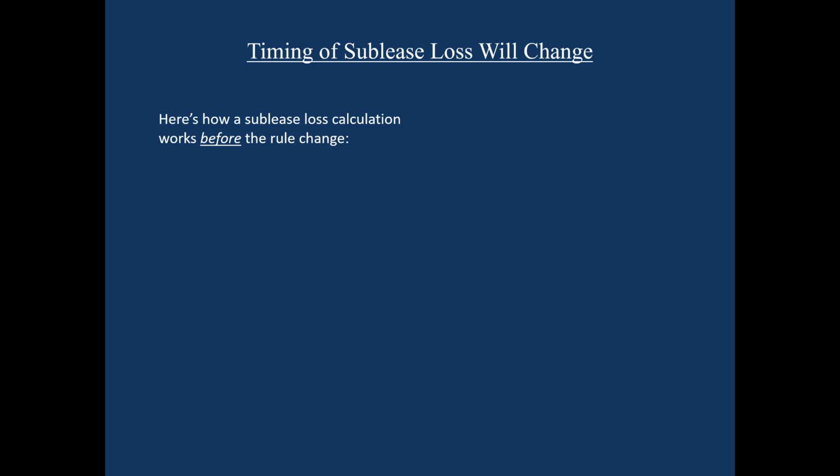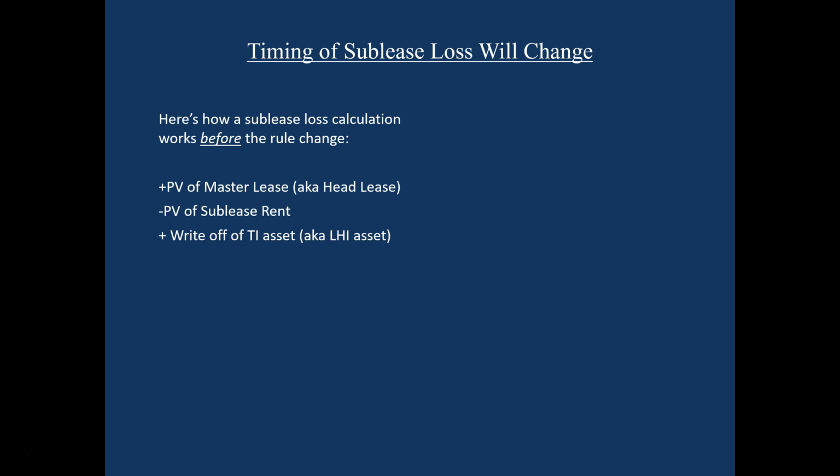Here's an example of the loss calculation under the old rules. Take the present value of the master lease, then deduct the present value of the sublease rent you're going to receive, add the write-off for the TI asset, and then deduct the deferred rent credit liability that you're carrying, which gives you the loss you're taking on the sublease.